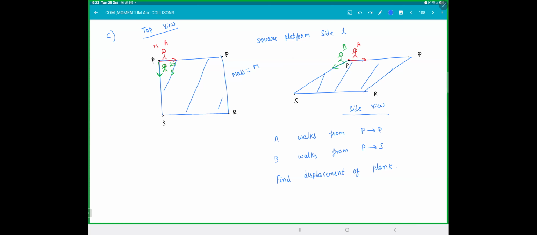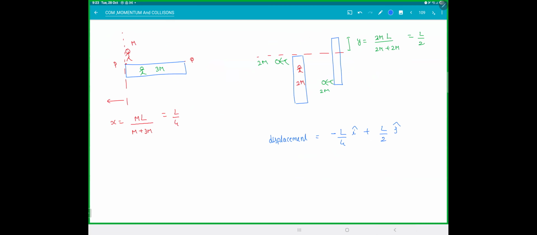Is that making sense, everyone? If both of them walk at the same time or they walk one at a time, the final answer should remain the same. Because when they're walking, there are no external forces. The center of mass will not get affected whether both walk or only one person walks.